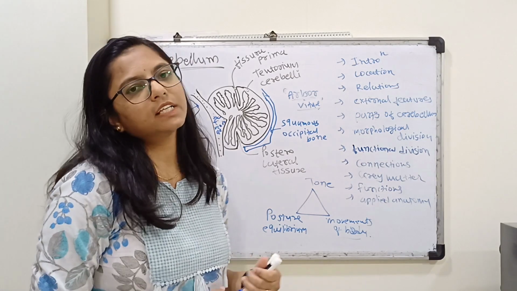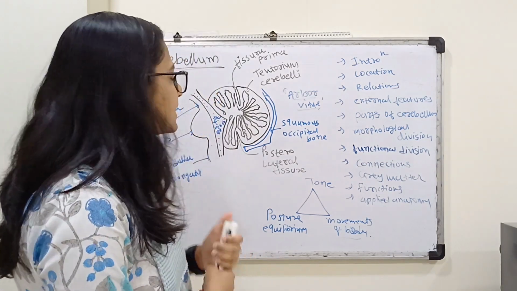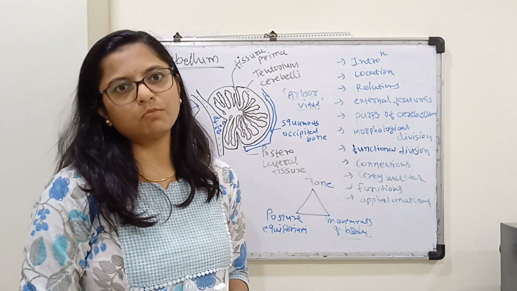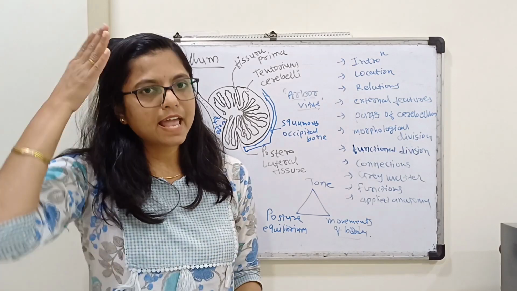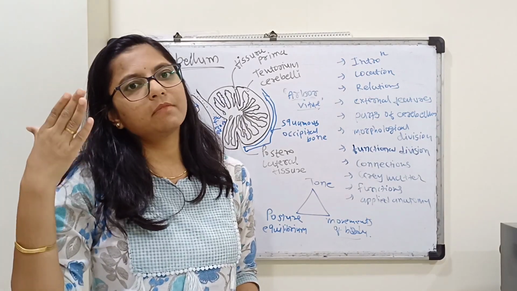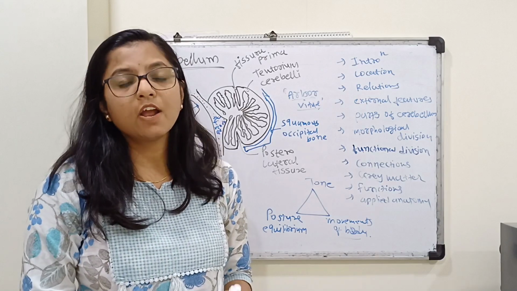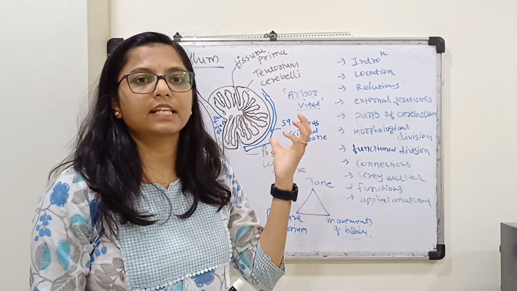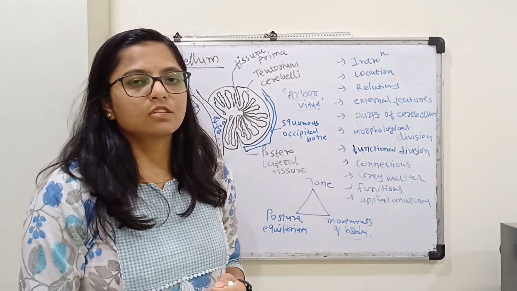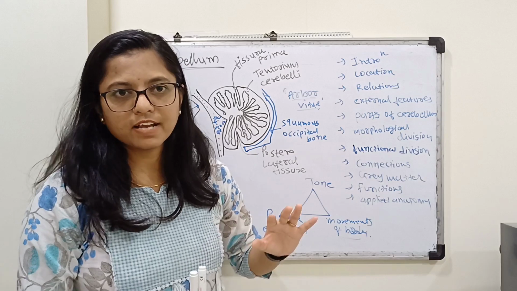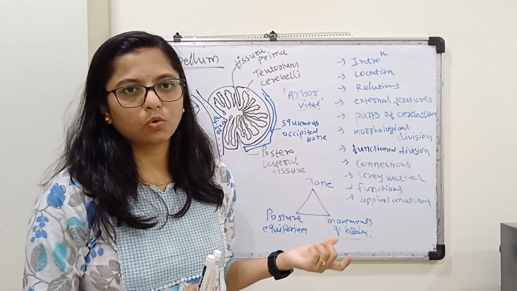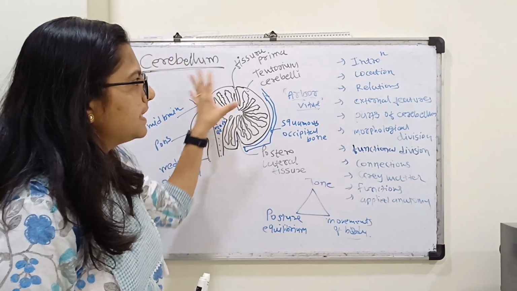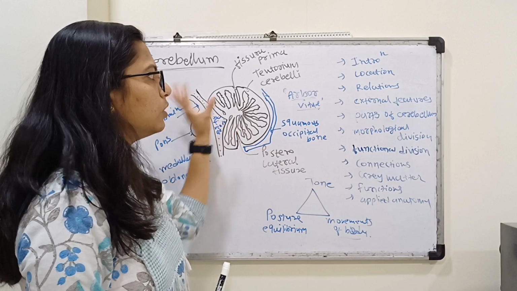Now another important thing that we have to remember is that the cerebellum controls the same side of the body. We already know the cerebrum, the big brain, controls the opposite half of the body, while the cerebellum, the little brain, controls the same side of the body. So make sure you always remember that the cerebellum controls the same side of the body. This is about the basic introduction and location of the cerebellum.